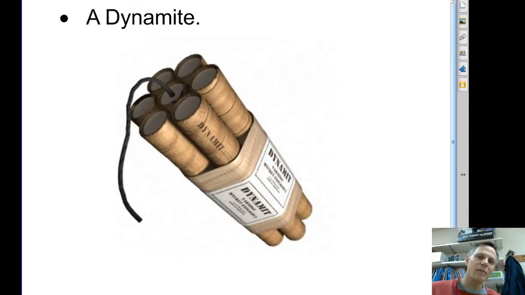One you might not think of is dynamite. Dynamite has potential energy. It has the potential to release it. It's called chemical potential energy. If this dynamite were to explode, it could apply a force over some distance to objects that are nearby it. So that has potential energy as well. It's called chemical potential energy.